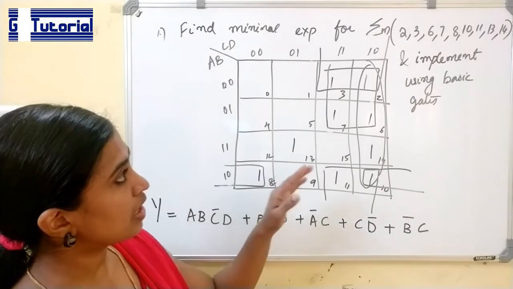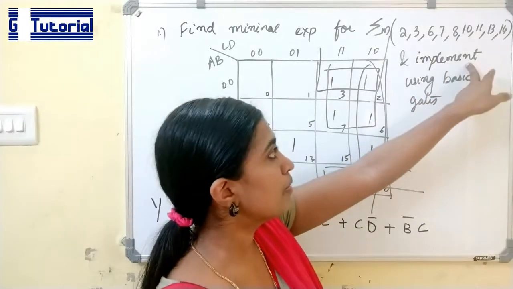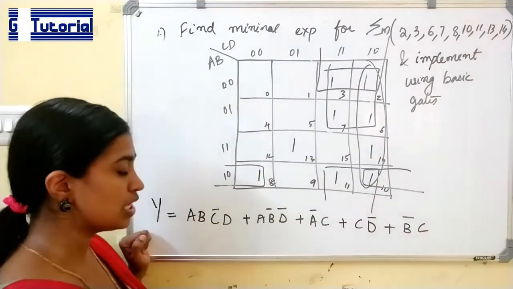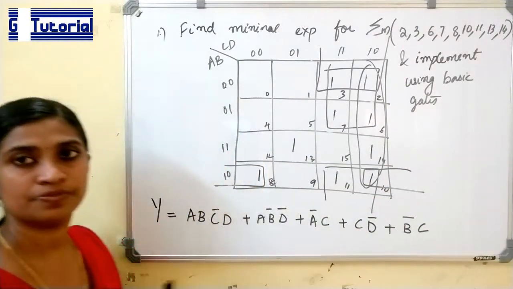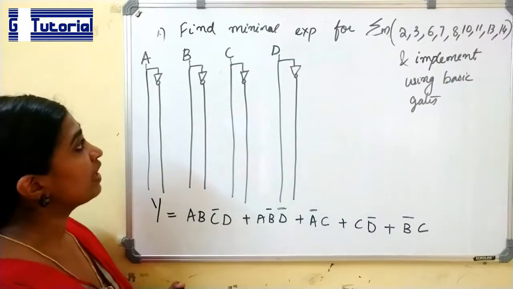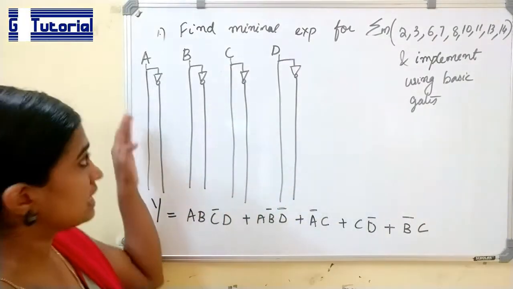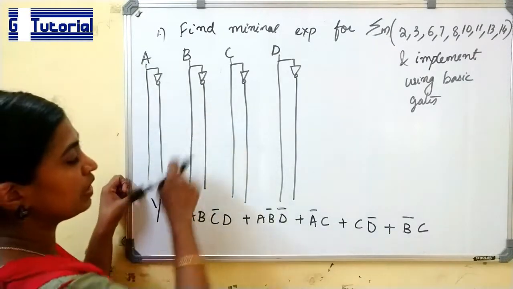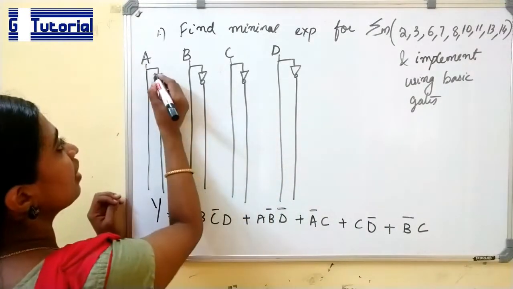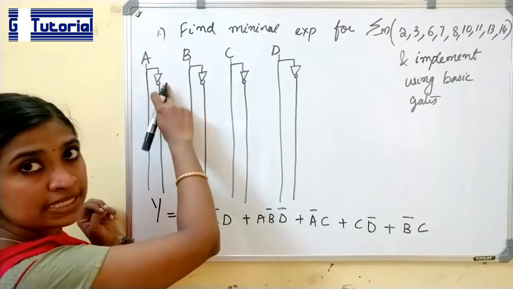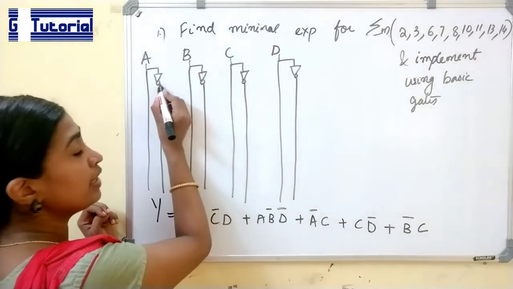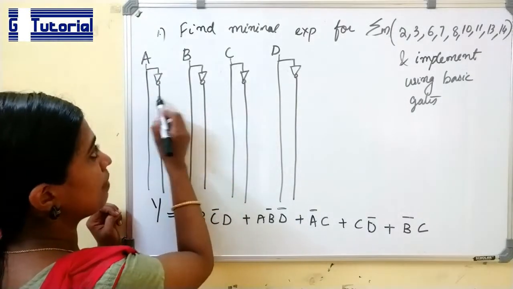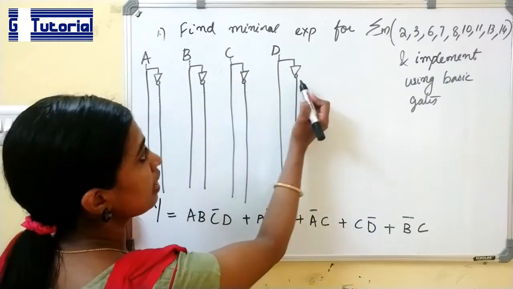Now what is asked next? We are also asked to implement this using basic gates. We have to implement this expression using basic gates. We can see that next. This is how we are implementing using basic gates. A line represents each of the input variables A, B, C, D, and for representing A bar, B bar, C bar, we are using a NOT gate. NOT gate inverts the input. So the output of this NOT gate is A bar. Here it is B bar, C bar, D bar.